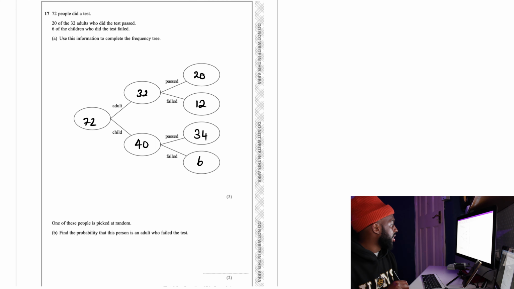And that's it complete. Then it says one of these people was picked at random. Find the probability that this person is an adult who failed the test. So if it's an adult who failed the test, we go to adults that failed. There's 12. So that would be 12 out of 72.